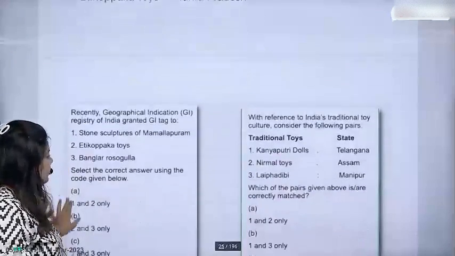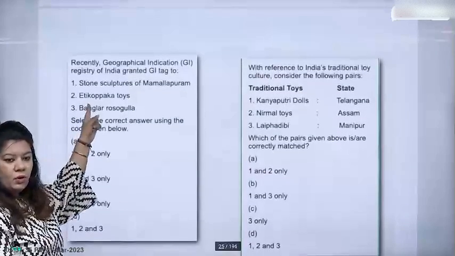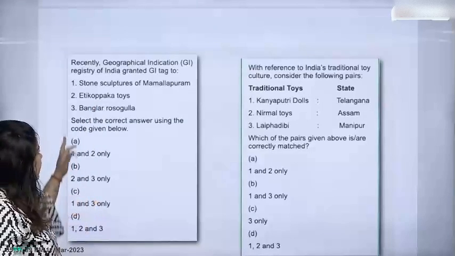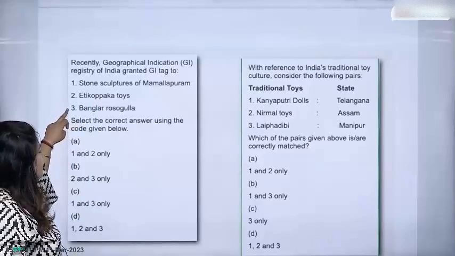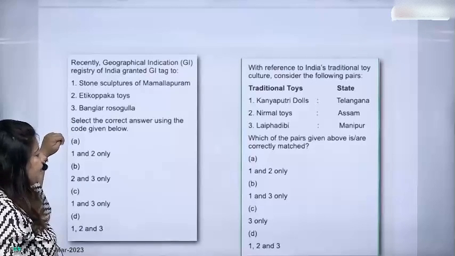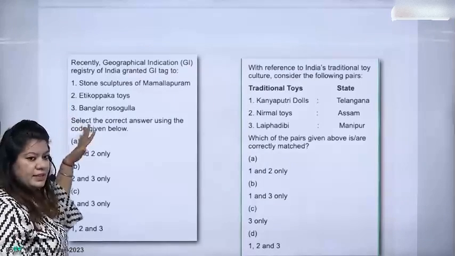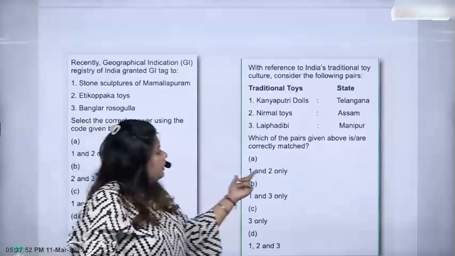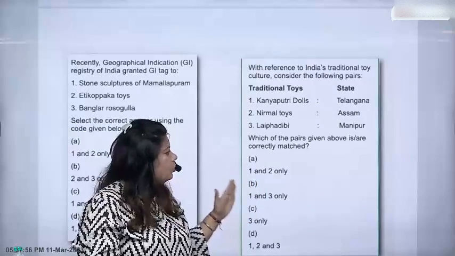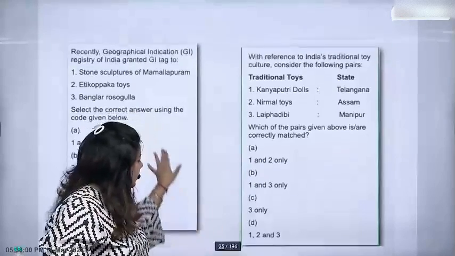The kind of questions which you can expect. Either question will be on these lines, which of the toys have received GI tag or recently received GI tag. So this question was asked in, no, this was not asked. I'll show you the UPSC question. This is a practice type of question. So this can be given as one form of the question. This is the most expected form of question in UPSC, where they will give you this topic in pair format.